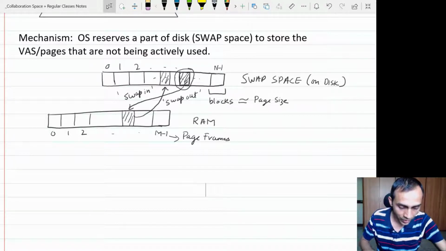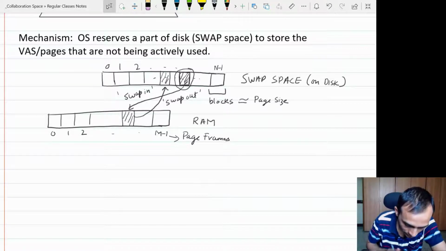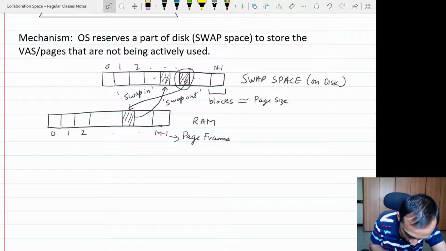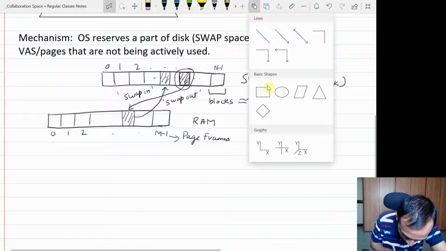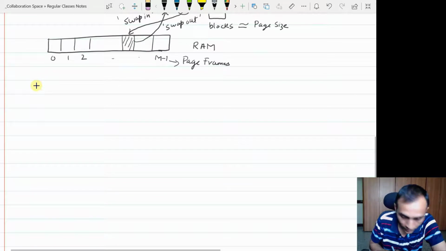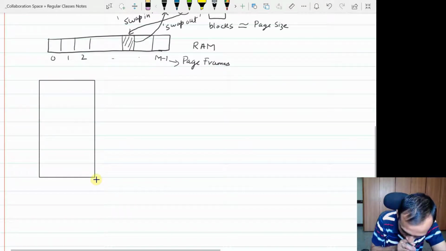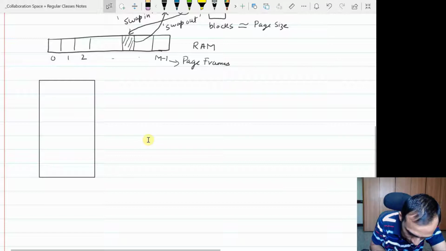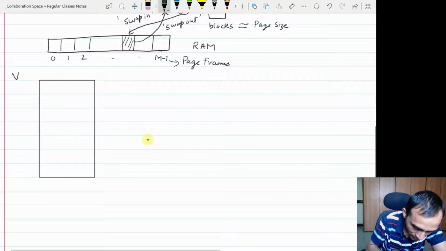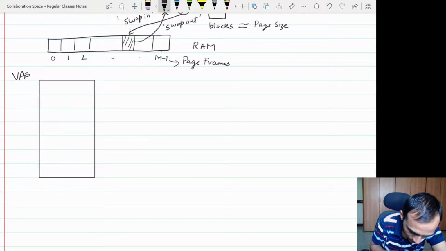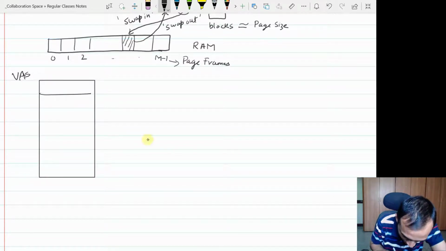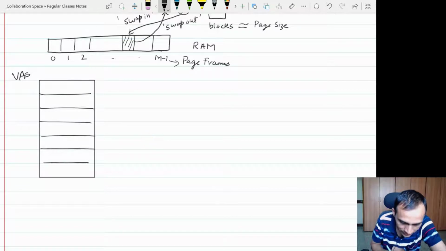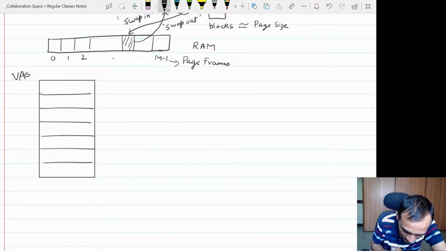So any questions till this point? So we know till now that our virtual address space, or our page table. Let me just draw the virtual address space itself. Okay. So let us say we have a virtual address space, and some of the pages may be being used, and some of the pages may not be being used. So let us say this page was being used, this page was being used, and other pages.